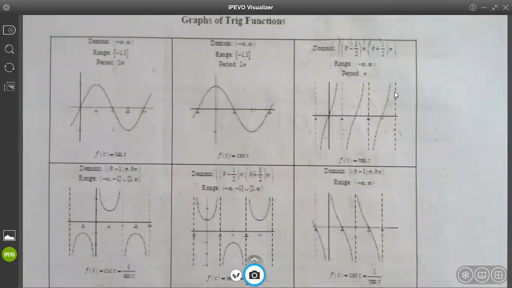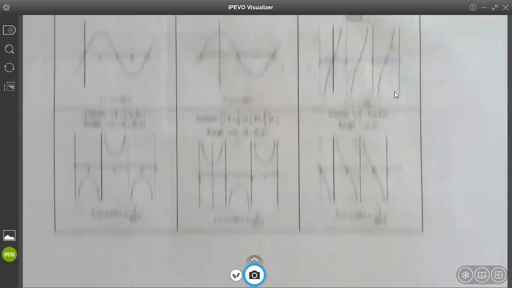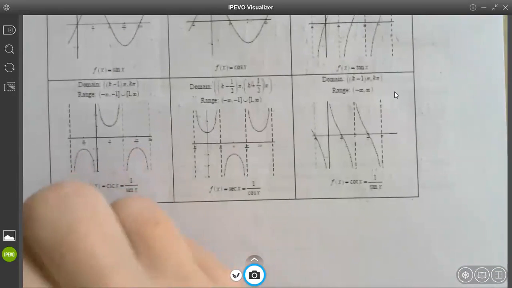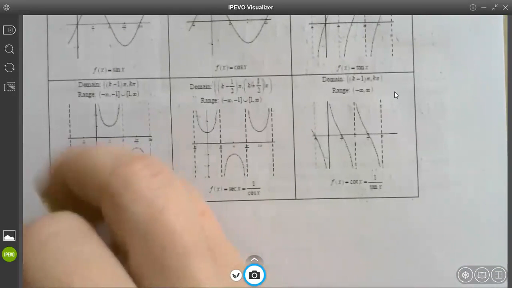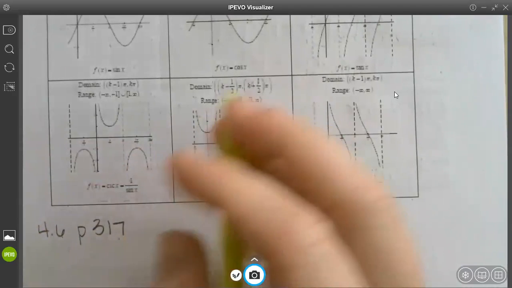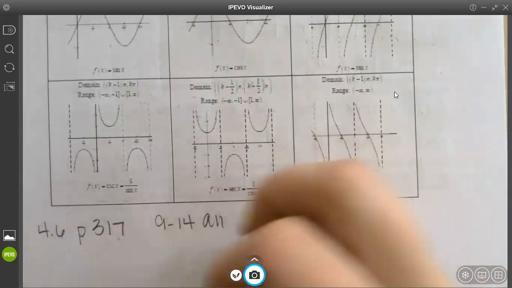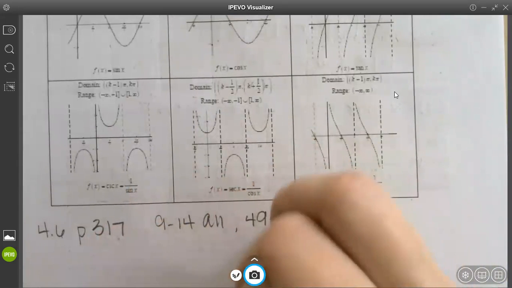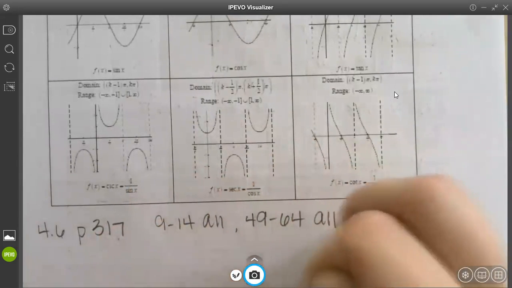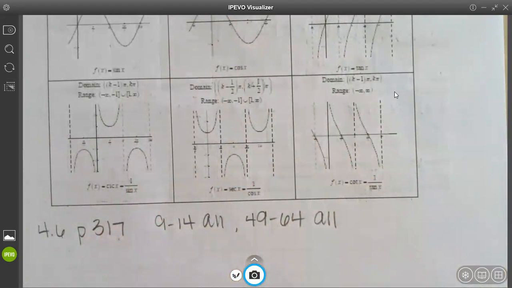These are just showing you graphs of different trig functions, just so you have them. There's nothing that we're doing with that. And then here's your homework, page 317, 9 through 14, all, 49 through 64, all. So get that written down.